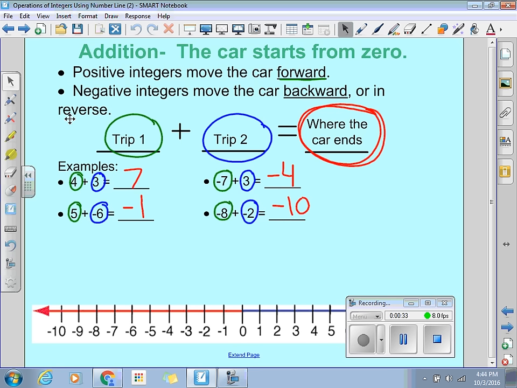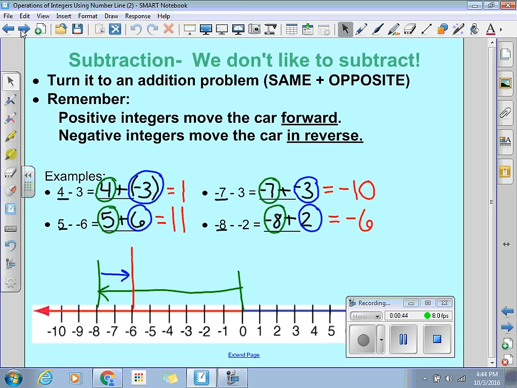Addition, each trip that the car took was put together and where the car ends. Subtraction, and we don't like to subtract, we needed to move forward when the car was positive integers and move in reverse when the car was negative integers. And hopefully you added these words to your note sheet.